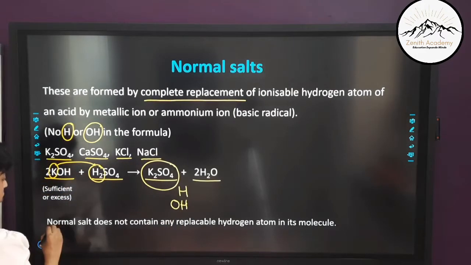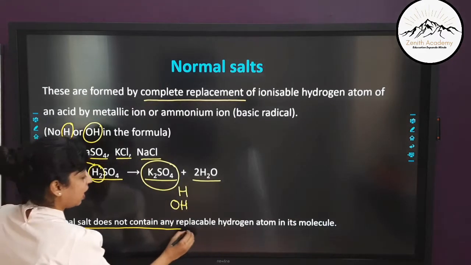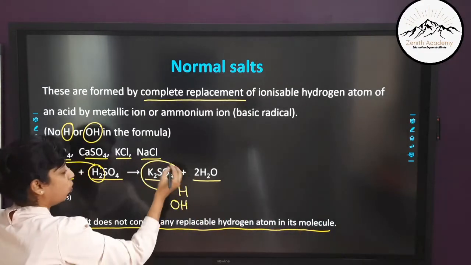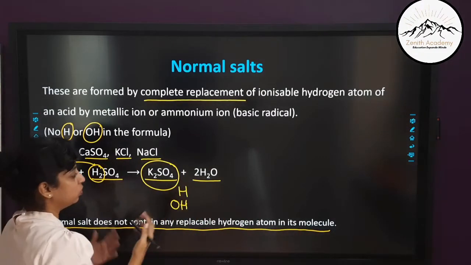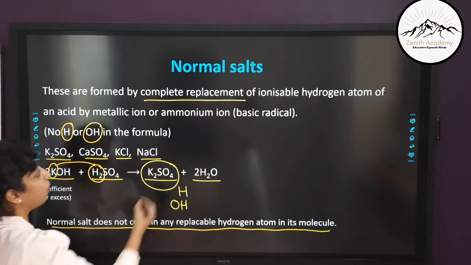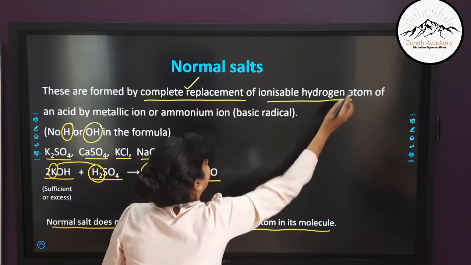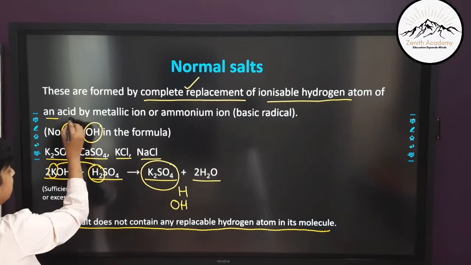Now, normal salts do not contain any replaceable hydrogen atom in their molecule. If you see, there are no hydrogen atoms in the molecule. So these are normal salts, which are formed by complete replacement of the ionizable hydrogen atoms of an acid.